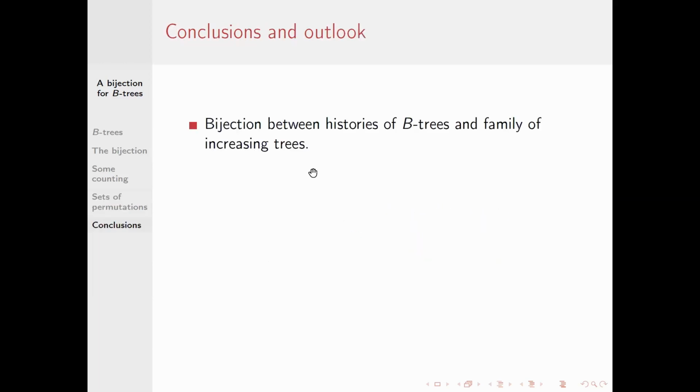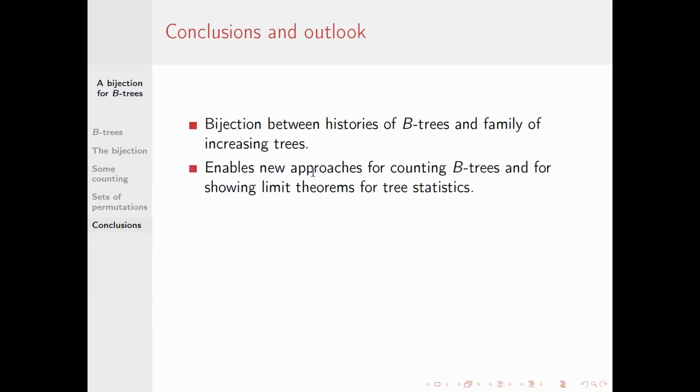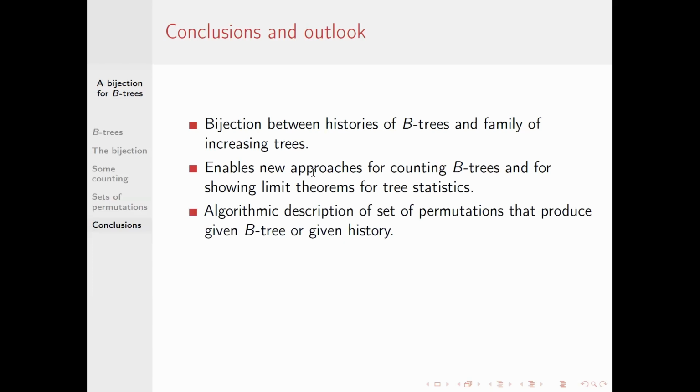Okay, let's conclude. So we have this bijection between a certain class of trees and histories of B trees. We've seen that it allows us to have new approaches for counting B trees or counting tree statistics. We have this algorithmic description of determining which permutations lead, for example, to a certain B tree. However, B trees are still really hard to deal with.